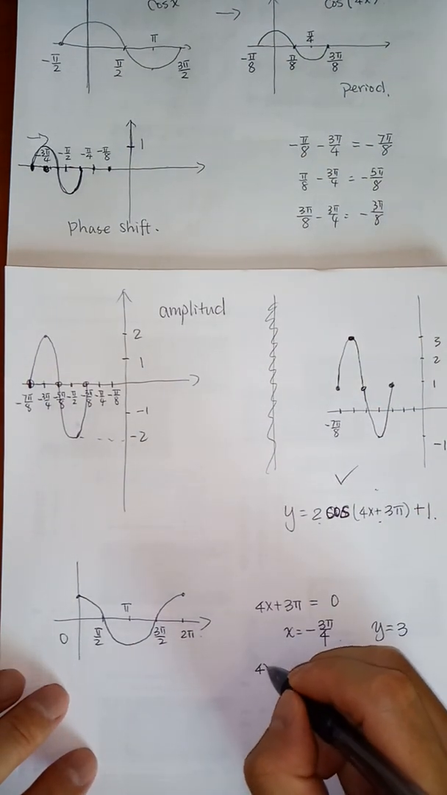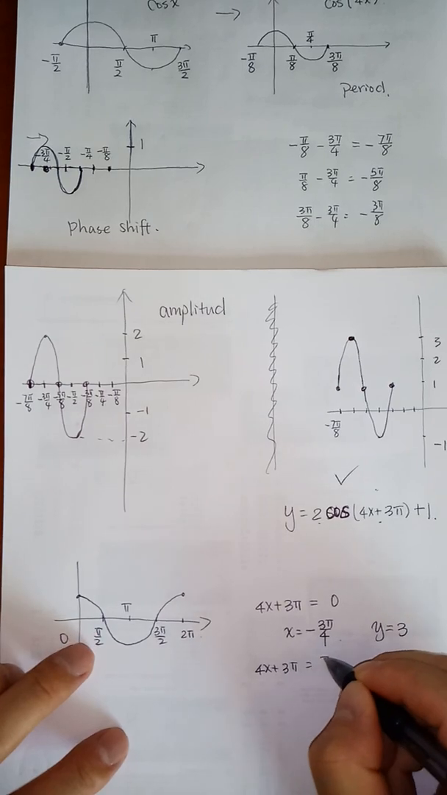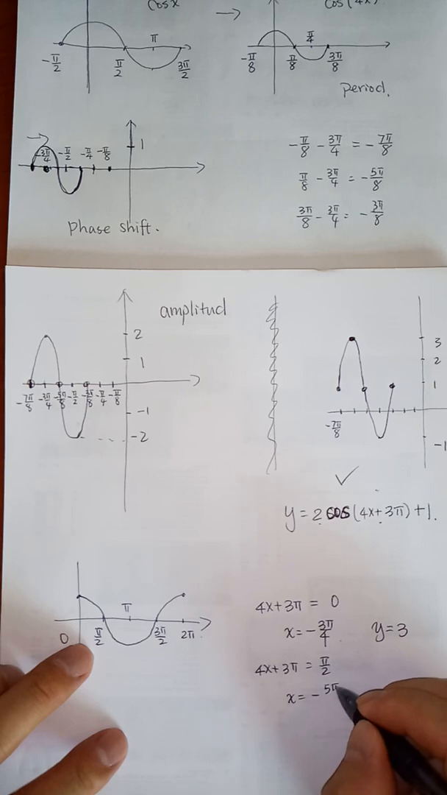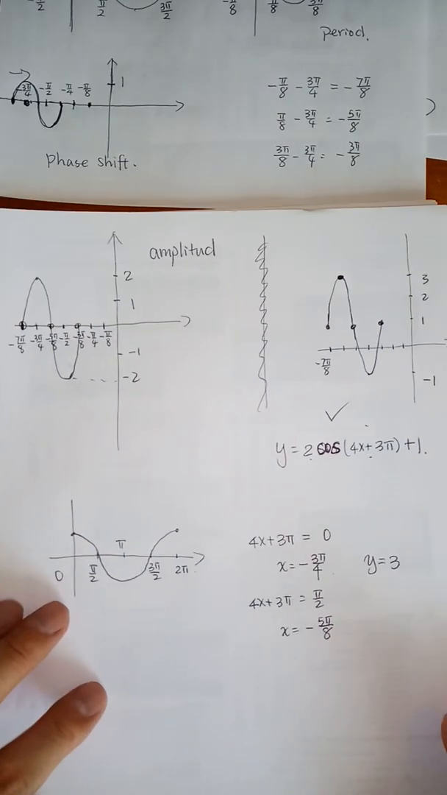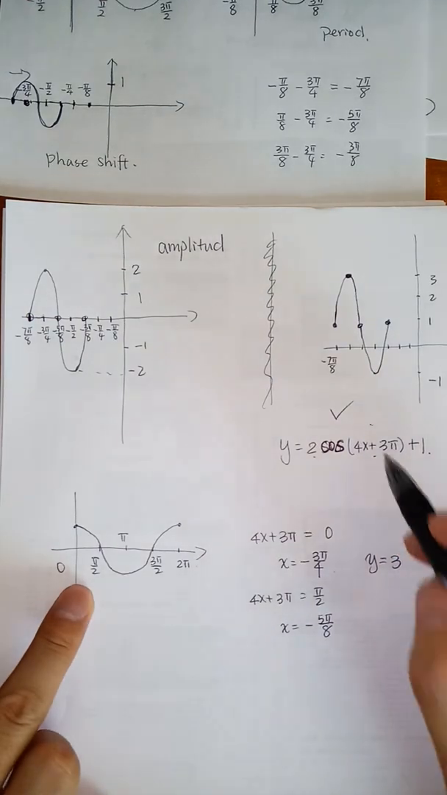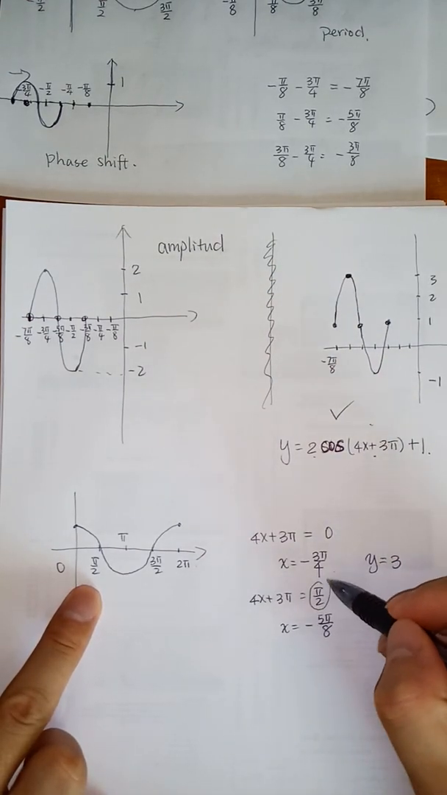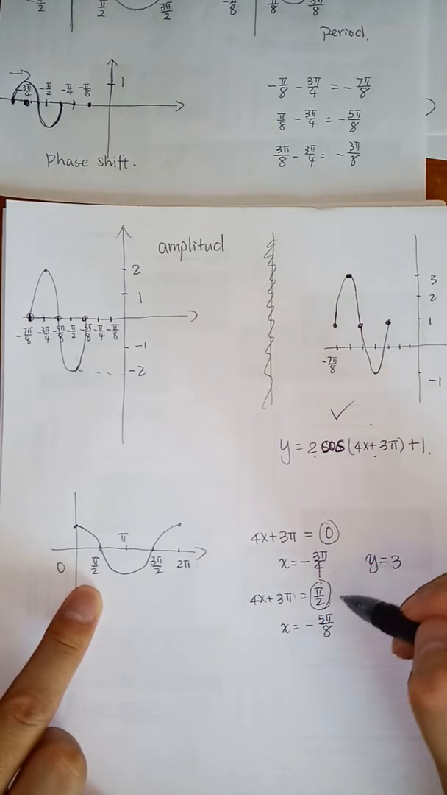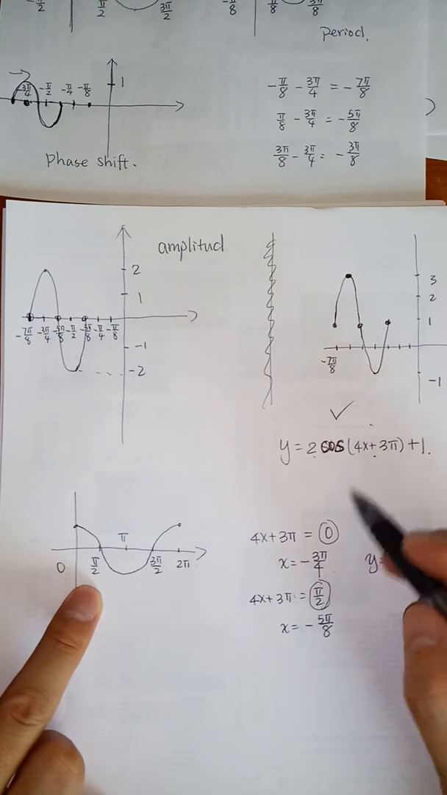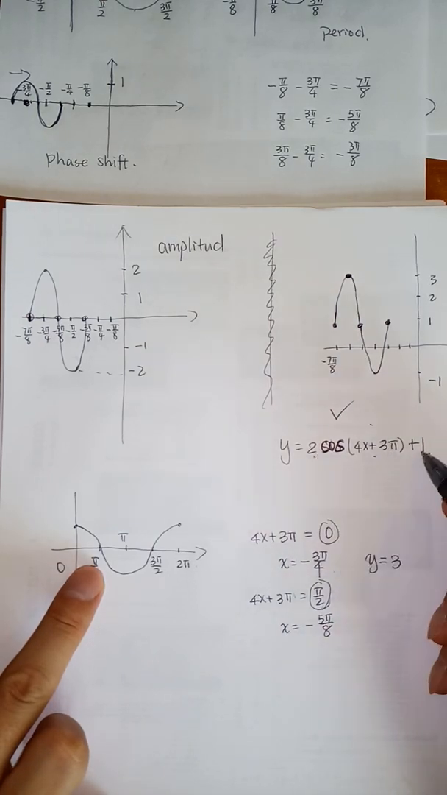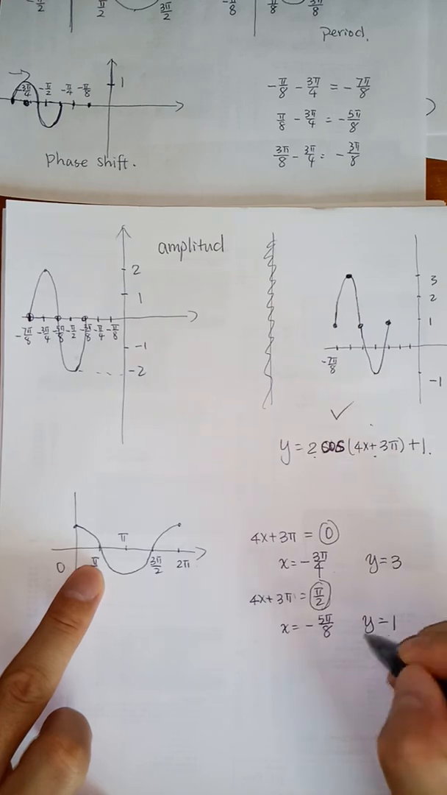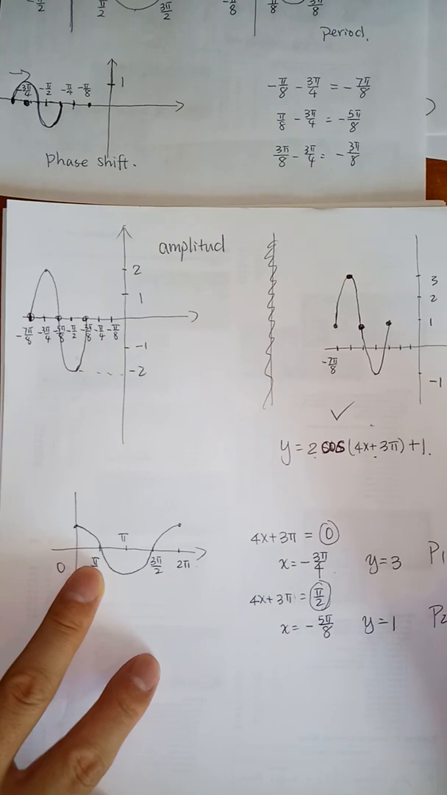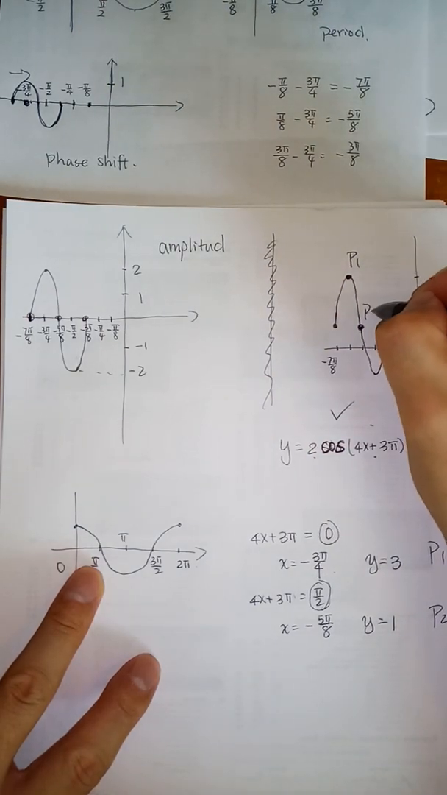What is this point? This point is exactly here. Okay, then you let 4x plus 3 pi equal pi over 2. You solve it, you get negative 5 pi over 8. Cosine of pi over 2. When you evaluate the cosine, you have to evaluate this quantity because the whole internal stuff is equal to pi over 2. So cosine pi over 2 is 0. So times 2 is 0. Plus 1 is 1. So y is 1. So what is this point? This point is here. Let's call this P1 and P2.